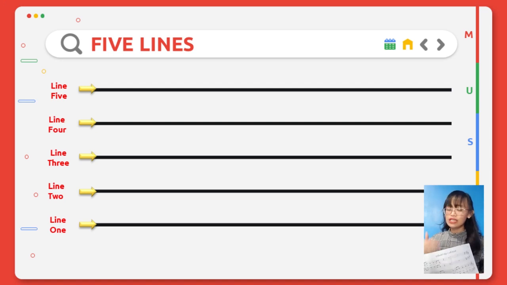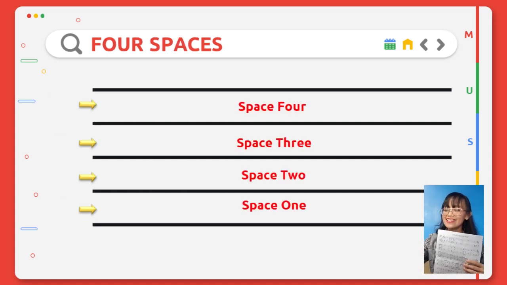Then also, it doesn't just compose 5 lines. Meron din siyang 4 spaces. So 4 spaces. Space 1, 2, 3, and 4. As you can see in my screen, there. Space 1, space 2, space 3, space 4. Okay, so that is a staff. So it's composed of 5 lines, and there are 4 spaces on it.